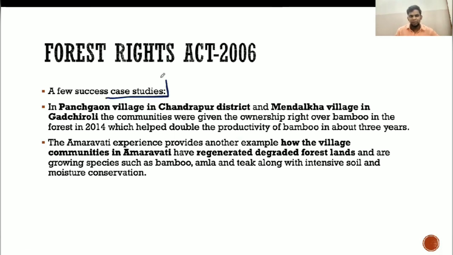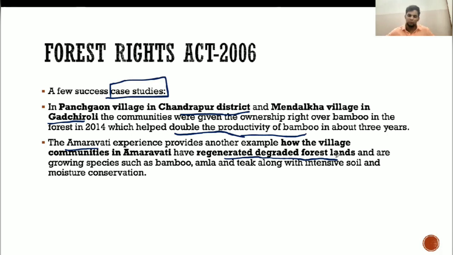Apart from that, also bring in some case studies. A couple of case studies that I want to give you are in Gadchiroli and also in Chandrapur district. When the communities were given more ownership of the bamboo and its growing, you saw a lot more increase in the productivity of the forest, and that too in a very short period. Similarly, in Amravati, there has been regeneration of degraded forest lands. So these are two great examples of how it works. There are many such examples, but a couple will do.